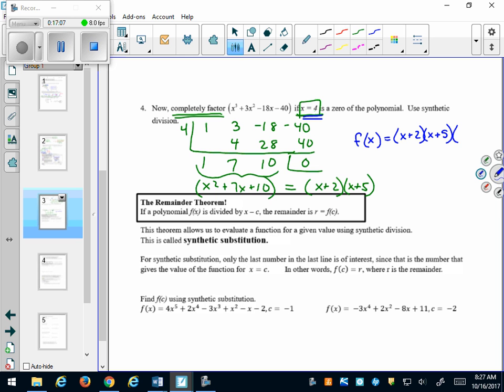Don't forget this one. If x equals 4 was a solution, or a 0, then x minus 4 has to be in your factored form. Because remember, you're trying to get this back, and you have to multiply to get that back. So if you just put x plus 2 and x plus 5, that's just going to get you this one. You need the whole thing. Make sense?